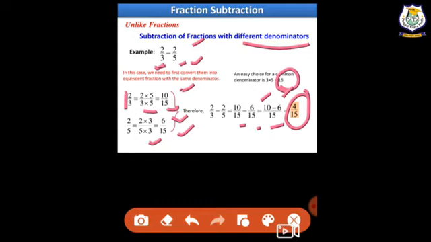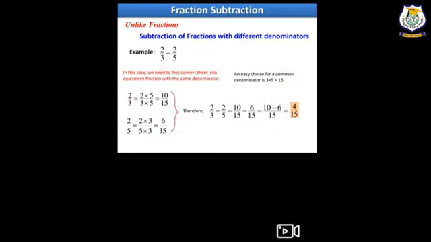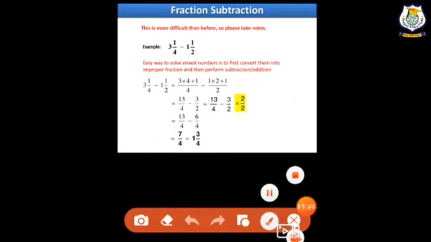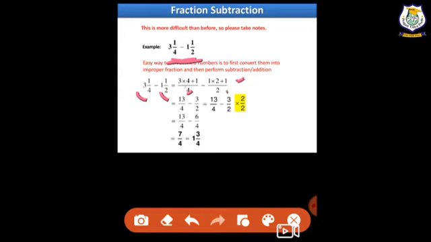Here a sum is given in which you can see the mixed fractions are given. Here we will have to do the subtraction of mixed fractions. So what will we have to do? We have to first convert the mixed fractions into improper fractions, right? So 3 multiplied by 4 plus 1 is written here, and 1 multiplied by 2 plus 1 is also written here. 3 multiplied by 4 is 12 plus 1 is 13 by 4. 2 multiplied by 1 is 2 plus 1 is 3 by 2, it is also written here.